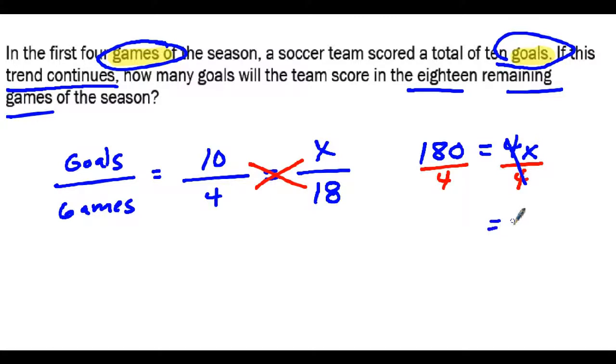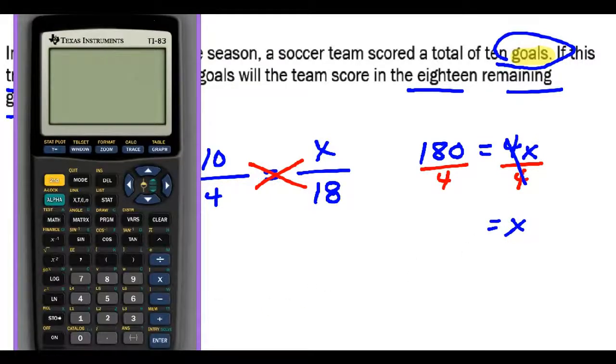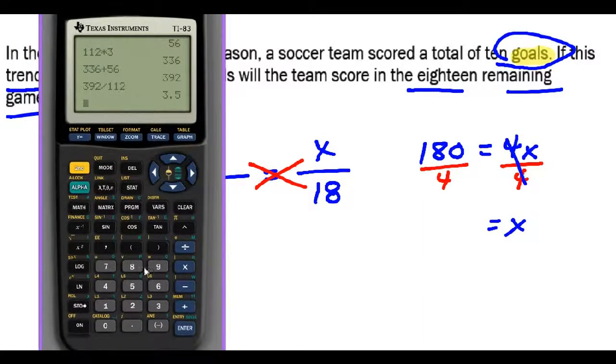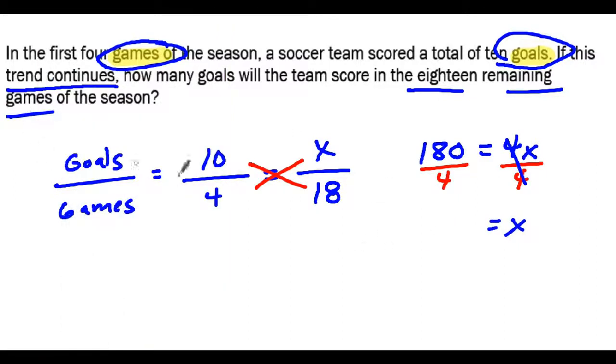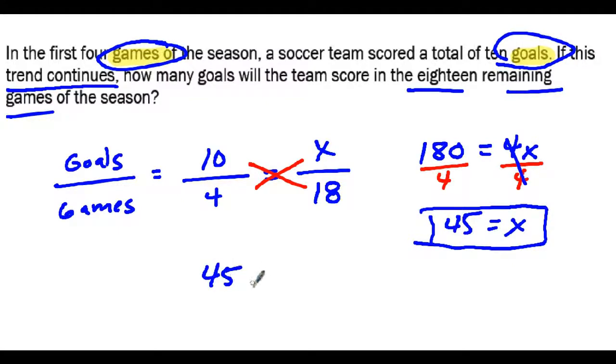And 180 divided by 4. Well, let's take out our calculator. We're going to take 180 divided by 4. And we get 45. So x is going to equal 45. And therefore, if we go back to the problem, how many goals could they score? That means that they could score 45 goals.